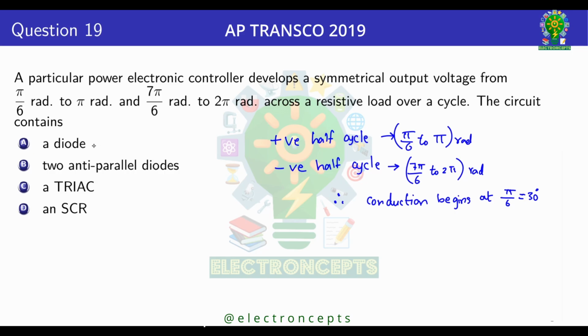And coming to options, diode only conducts from 0 to pi radians. Two anti-parallel diodes conduct from 0 to 2 pi, but no firing angle is controlled. And coming to SCR, it conducts only during positive half cycle and cannot conduct in negative half cycle. And TRIAC is the only semiconductor switch in the given options which can conduct in both directions and also can have a firing angle. Therefore, option C is correct.